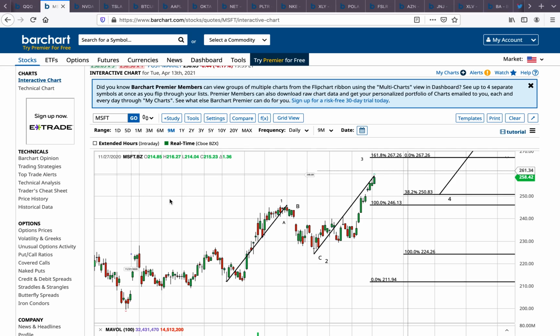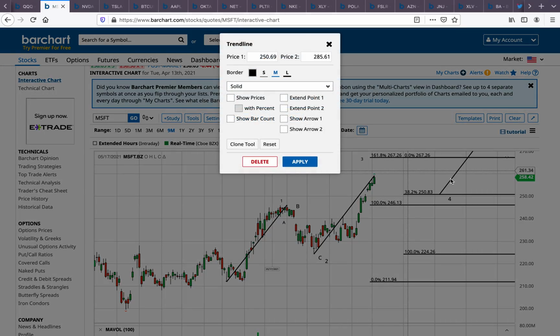I think Microsoft right now is the cleanest count because it hasn't reached the 161.8% extension yet, okay? So let's say Microsoft reaches 267. We would then be looking for a wave 4 pullback to 250 because 250 is the 38.2% retracement of wave 3. We'd then be looking to ride a wave 5 higher, which would be the length of wave 1, placed at the wave 4 low, taking Microsoft to 285, okay?